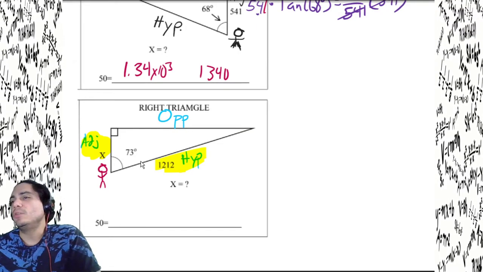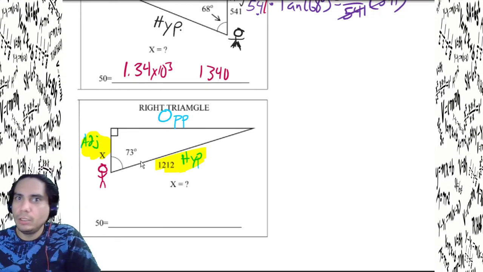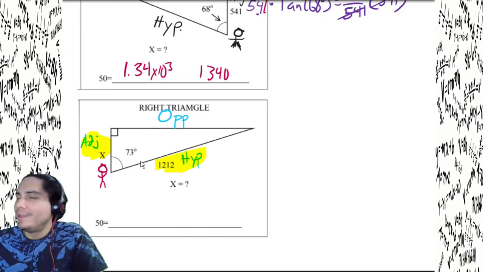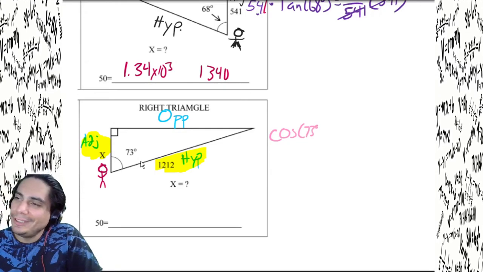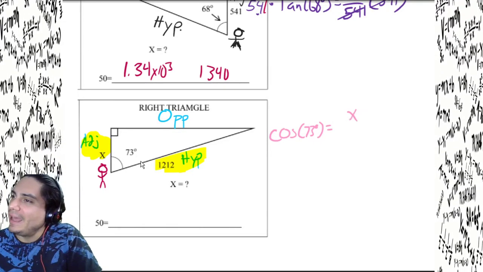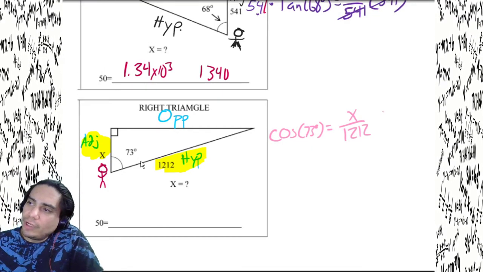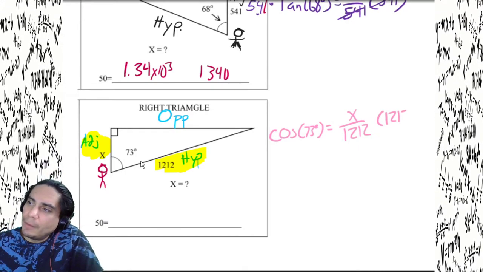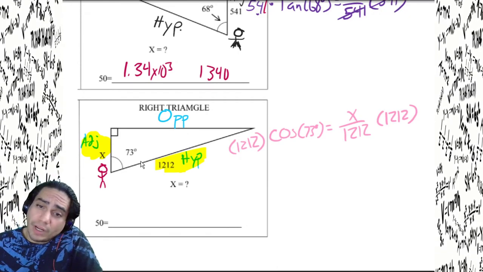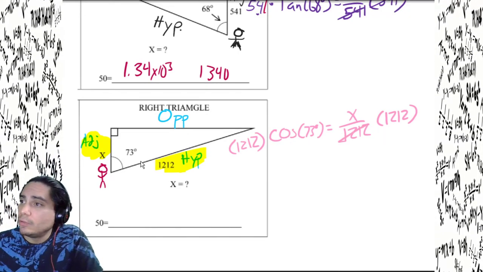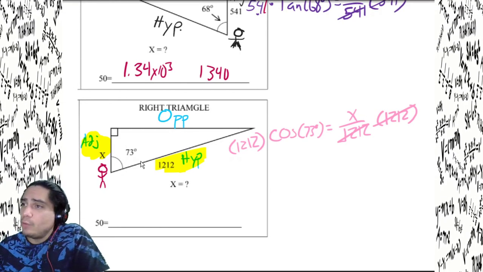So we got the adjacent. We got the hypotenuse. Which one are we going to use? You tell me. We're going to use cos. So we got the cosine of 73 degrees, and we're going to put that equal to x over 12. Remember, we're missing the numerator, so we got to multiply both sides by 12. What happens to the 12s on the right side? They cancel out. Whatever you do to one side, do the other side. That's why our 12 got moved over. And now we can go ahead and do this problem.